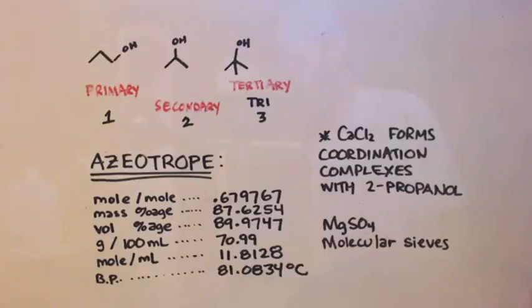Calcium chloride dries stuff too, but it forms a coordination complex with 2-propanol. So if you have trace amounts of isopropanol in something and you want to get it out, you can use the calcium chloride to complex it, and it will precipitate out and you can filter it out. But as for what we're doing here, it really doesn't do any good. I wouldn't use this to dry your alcohol because it will just complex with it.